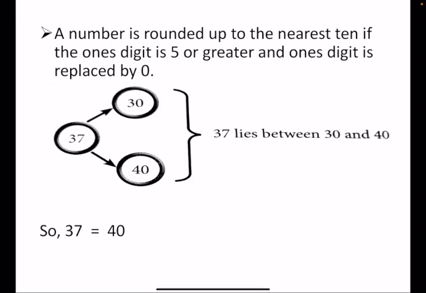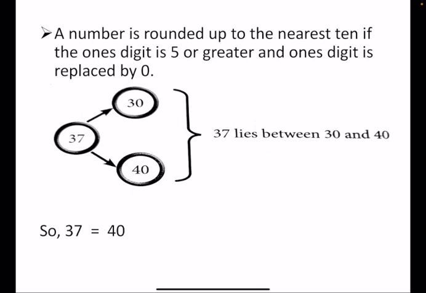And if the ones place is bigger than 4, means 5 or more, 5 to 9, 5, 6, 7, 8, 9, anything it can be, that will be rounded up to the next tens. Is it clear? Like 37, I have taken here as an example. Now we have to round off to the nearest tens. Now 37 is lying between two tens, 30 and 40. So now is this 37 nearer to 30 or nearer to 40? So this we will determine by seeing the ones place.